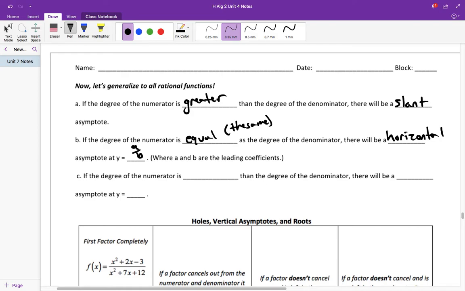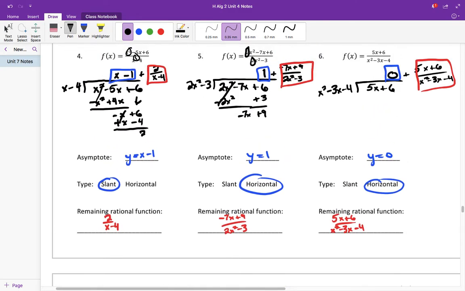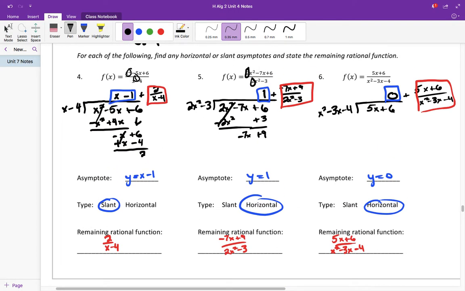For C, if the degree of the numerator is less than the degree of the denominator, then there's still going to be a horizontal asymptote. But this time it's going to be at y equals 0. That would be number 6, where we had degree 1 for the numerator, degree 2 for the denominator, and we ended up with an asymptote of y equals 0.